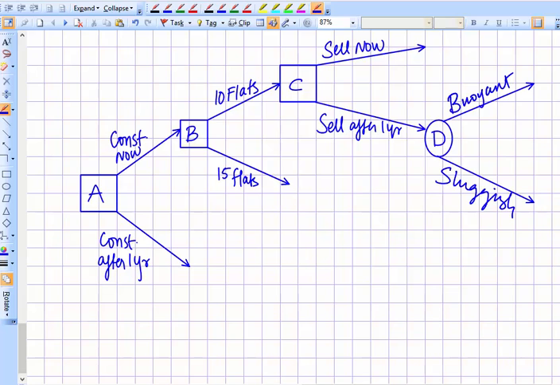Now the same story would happen for 15 flats, right? If you are going for 15 flats, again you have a choice. So I'll call it as point E. And what is the choice? Whether you should sell this 15 flats now or you should sell it after 1 year. So let me break that. This is sell now. This is sell after 1 year. So let me mark that sell now. And the other one is sell after 1 year.